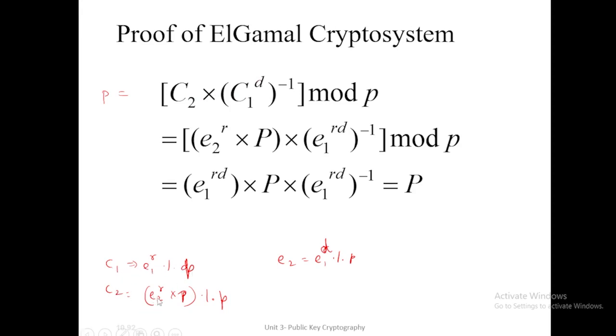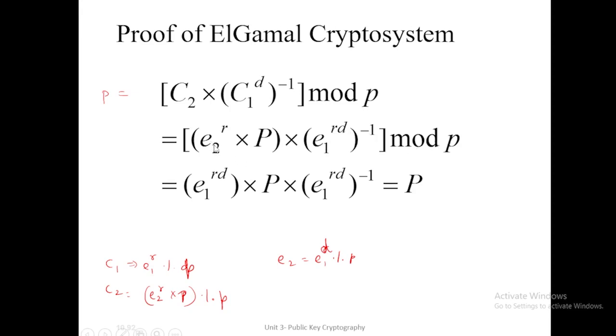C2 equal to E2 to the power R into capital P mod P. And we know that E2 is equal to E1 power D mod P. So using these three formulas, we apply them as substitutions on the decryption side. Instead of C2, I am writing E2 to the power R into P. Instead of C1, I am writing E1 to the power R. So C1 power D is changed to E1 to the power RD inverse mod P.